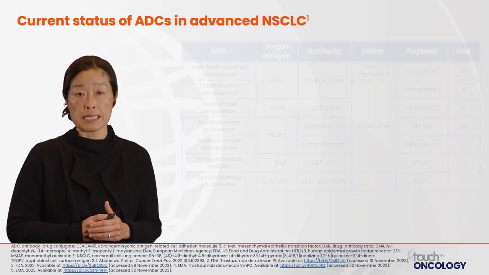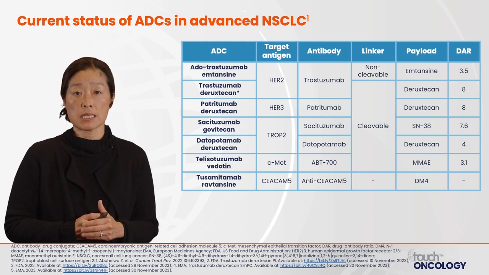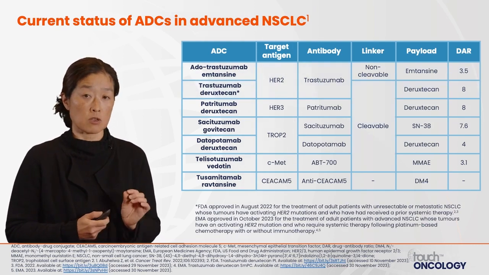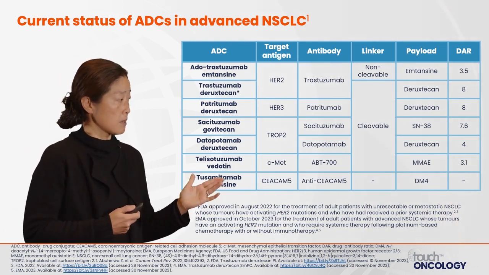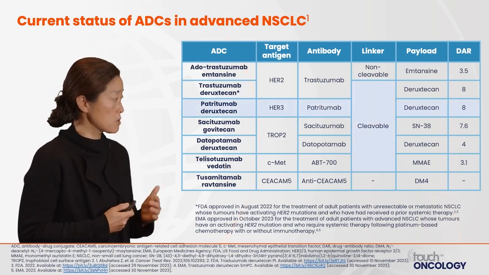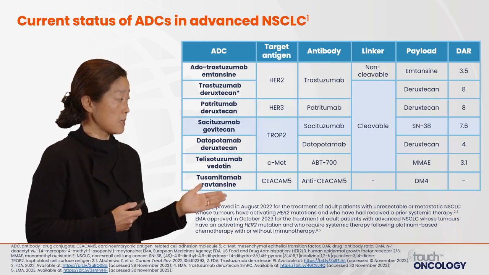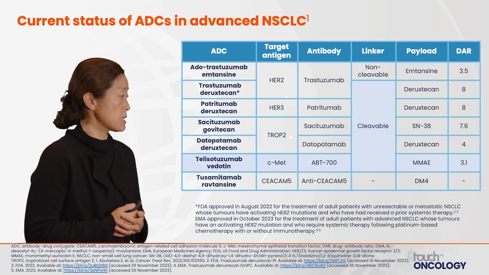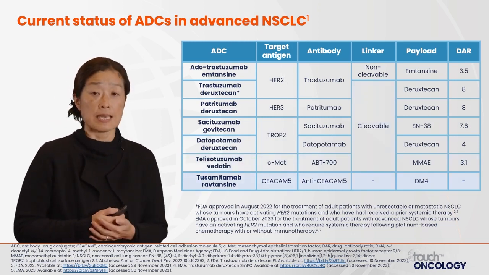There are multiple ADCs that are currently in development in advanced non-small cell lung cancer. These include drugs such as trastuzumab emtansine and trastuzumab deruxtecan, which are HER2-directed ADCs, and you can see in this table the antibody, the linker, and the payload, as well as the DAR of each of these ADCs. Patritumab deruxtecan is a HER3-directed ADC. Sacituzumab govitecan and datopotamab deruxtecan are both TROP2-directed ADCs. Tloso-V is a c-MET-directed ADC, and tusimumab ravtansine, again, CEACAM5.